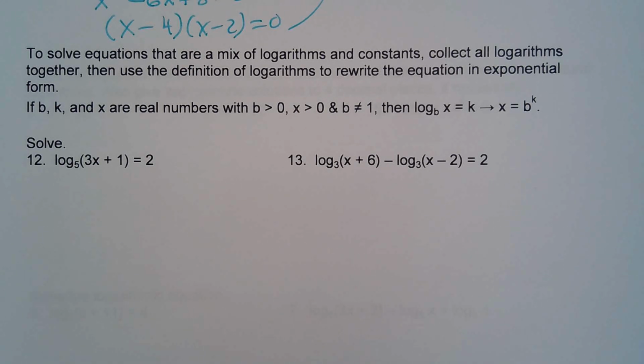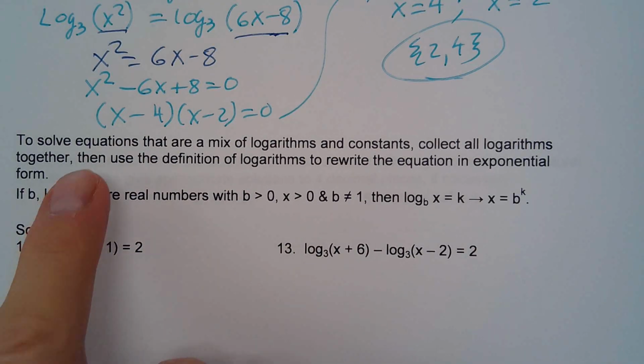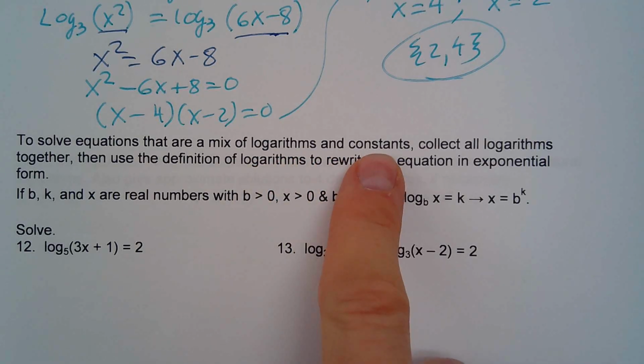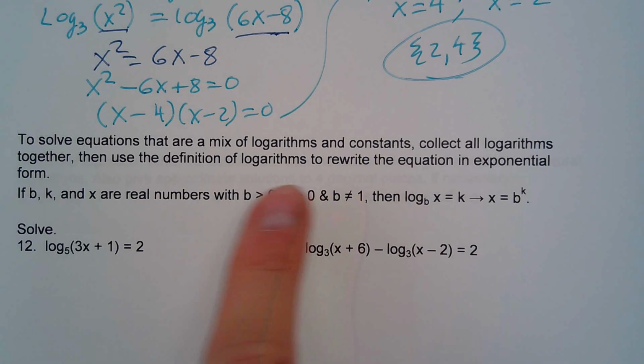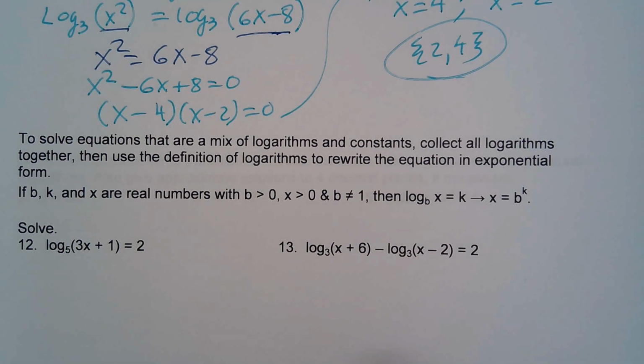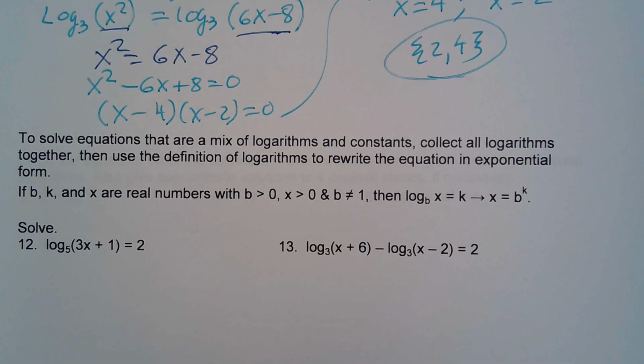So now let's talk about solving the second type of log equations where we only have logs on one side. And what we have to do in that case is get all the logs on one side and then use the definition of log to rewrite the equation in exponential form. So again, to solve equations that are a mix of logs and constants, collect all the logs together, then use the definition of logs to rewrite the equation in exponential form. And then use our definition.